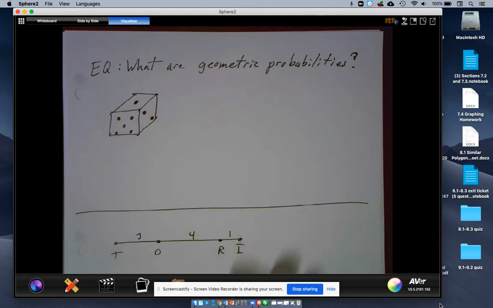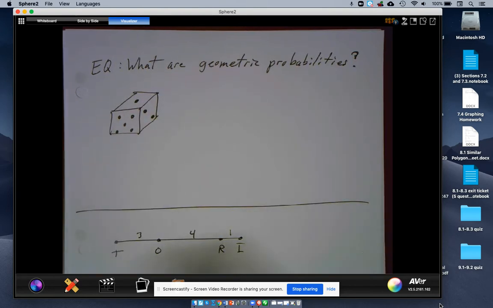Okay, so today, geometric probabilities. Tomorrow, a little more geometric probabilities. Thursday, project, no final exam, final project, and then you'll get that handed in and be good to go.